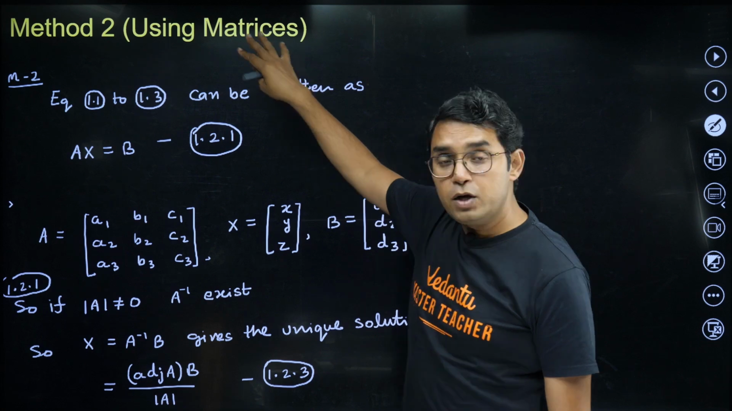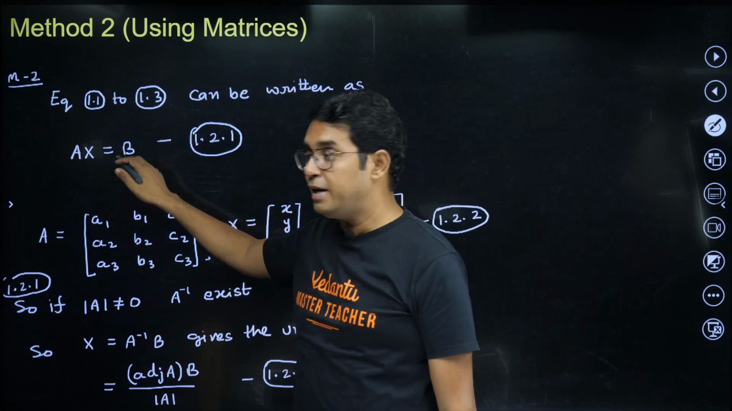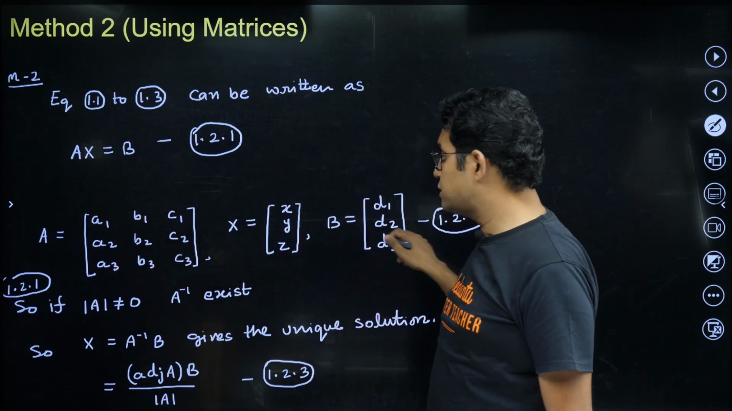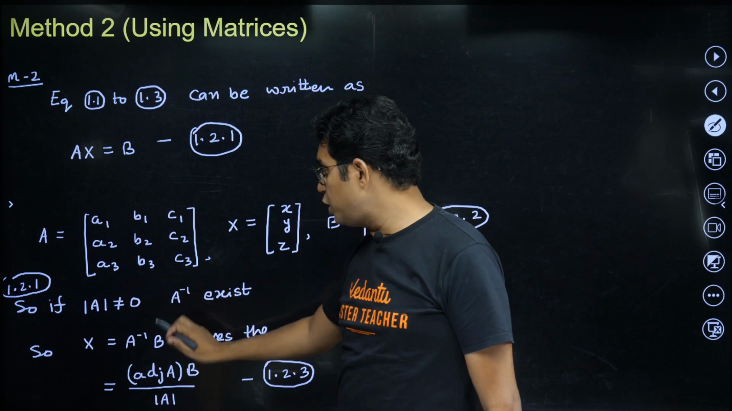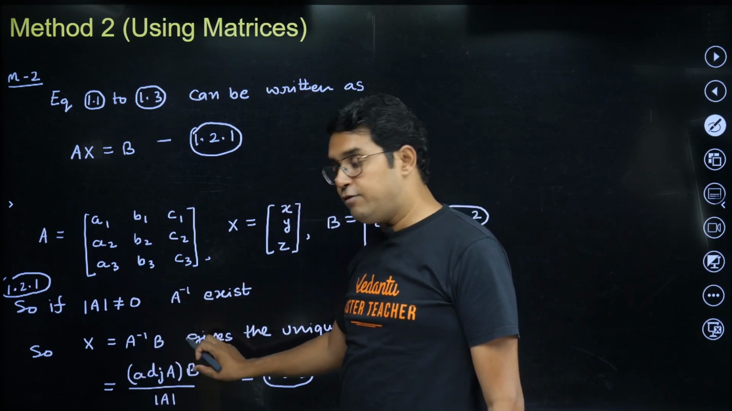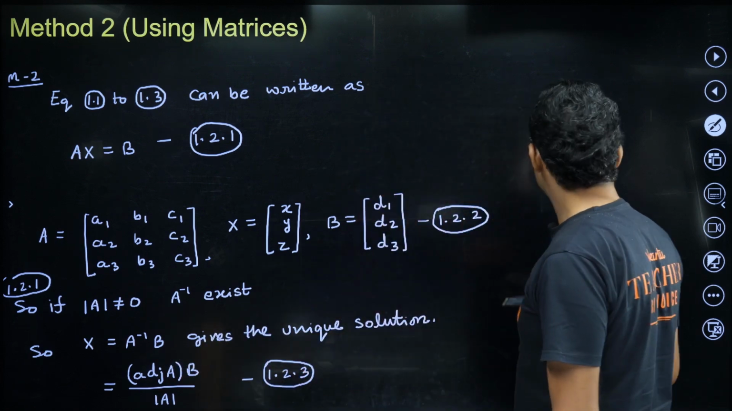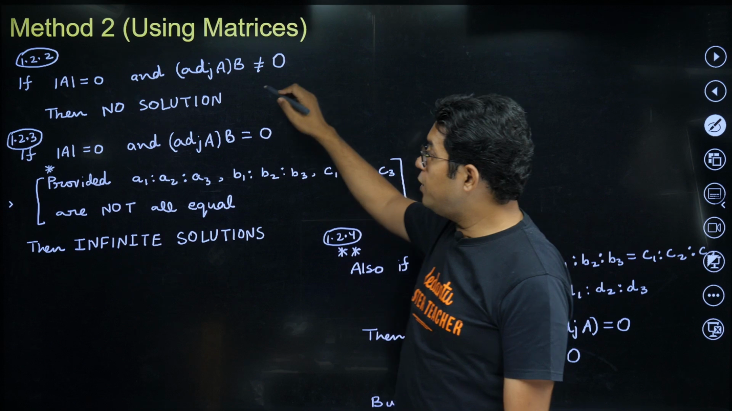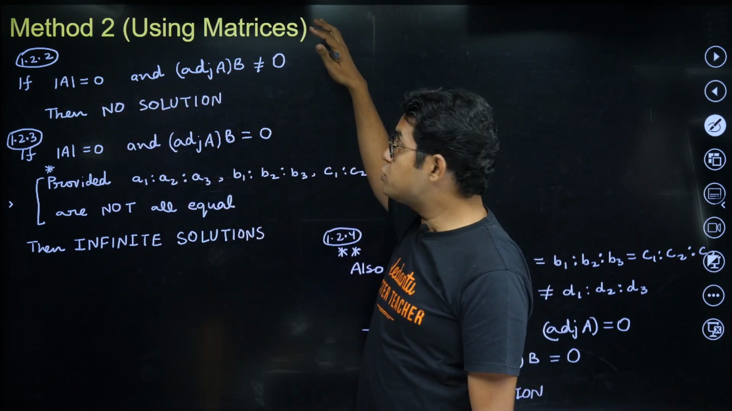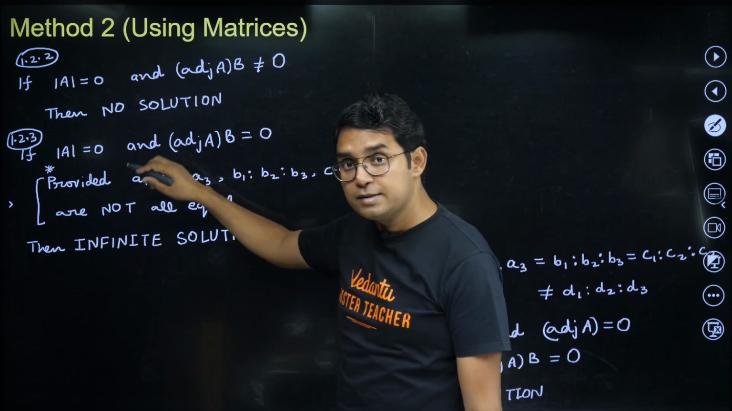Method 2 is also similar to that only, where we write those three equations in the form of a matrix, AX = B, where A is the matrix formed by the coefficients. If the determinant of A is not equal to 0, then we can find the matrix X in terms of A inverse B. A inverse can be written as adjoint of A upon determinant of A. In fact, here also, if determinant of A is equal to 0, then if adjoint of A into B is not a null matrix, then no solution. If it is a null matrix, then infinite solutions with this condition.